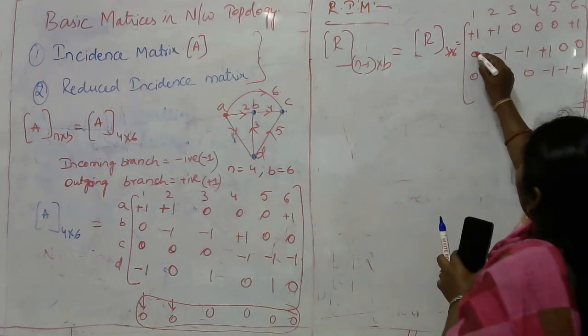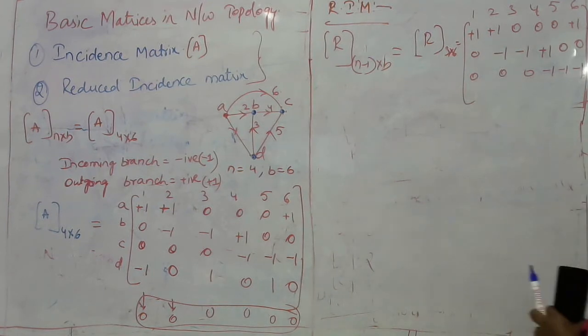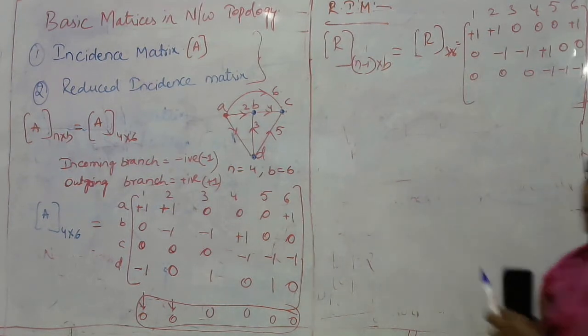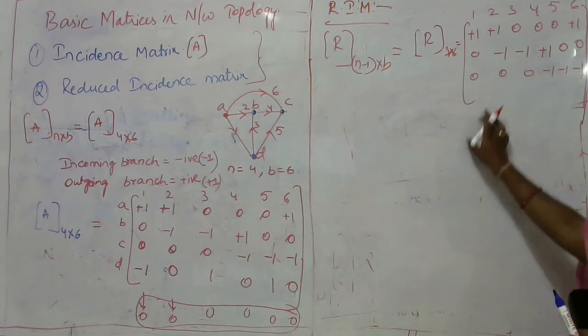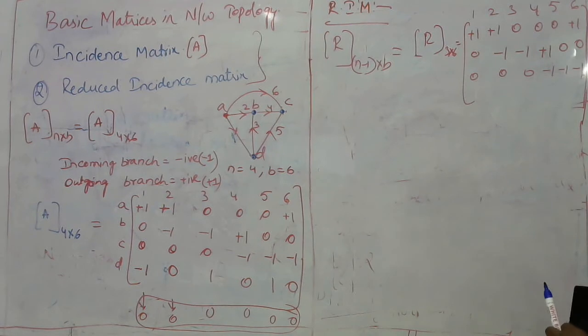Now, if you take the algebraic sum of the columns of this reduced incidence matrix, you won't get 0. So, if a question gives an incidence matrix, first we need to verify whether the given matrix is an incidence matrix or a reduced incidence matrix. In a reduced incidence matrix, the algebraic sum of columns is not equivalent to 0. So the given matrix is not an incidence matrix, it is a reduced incidence matrix.